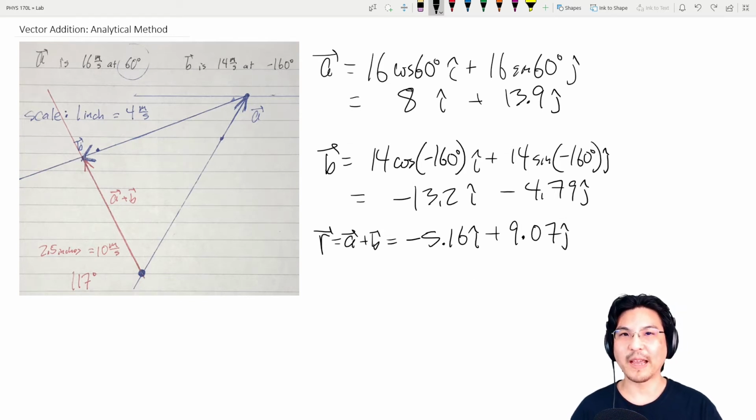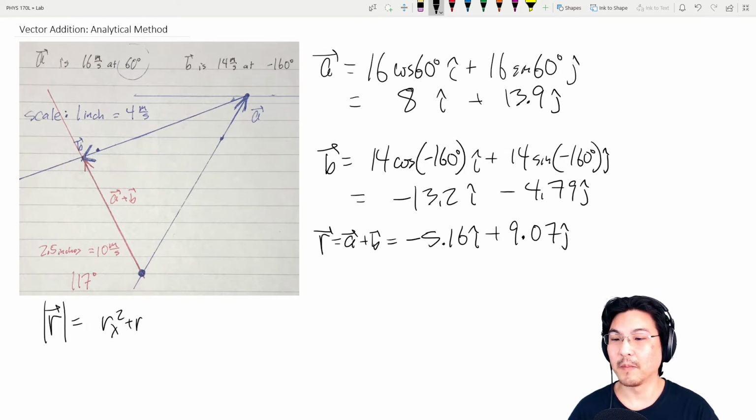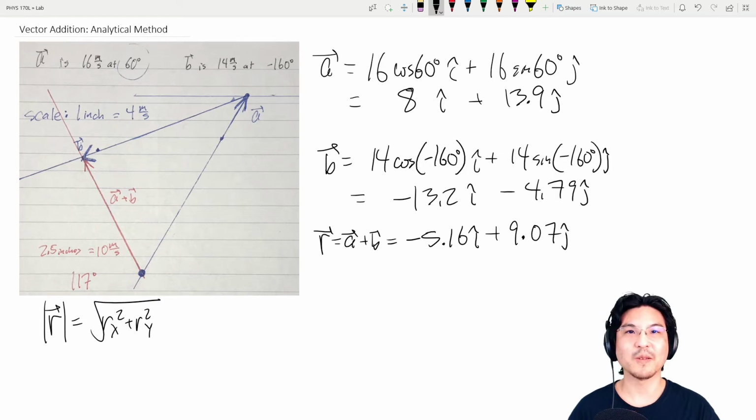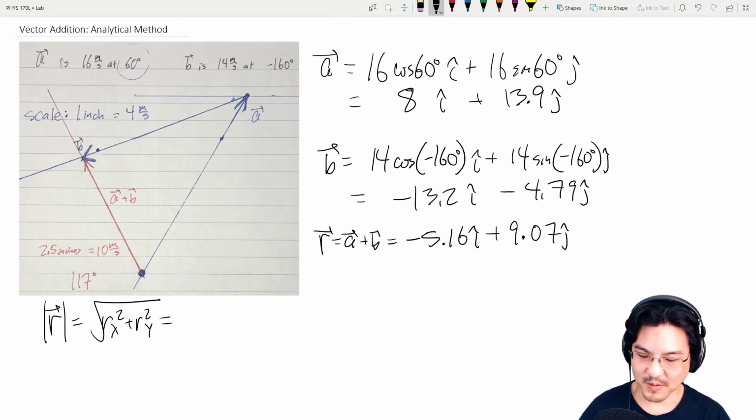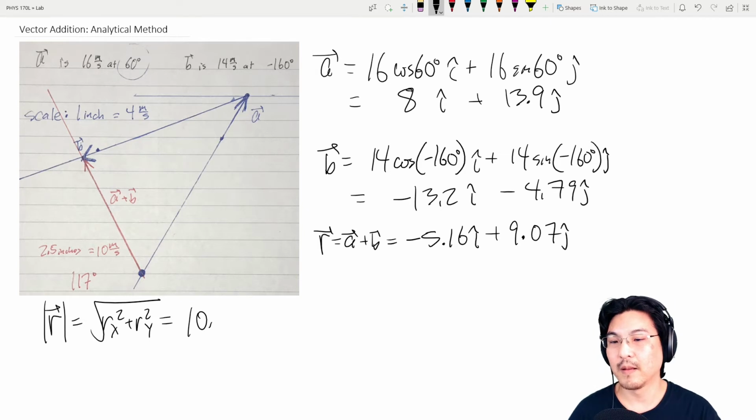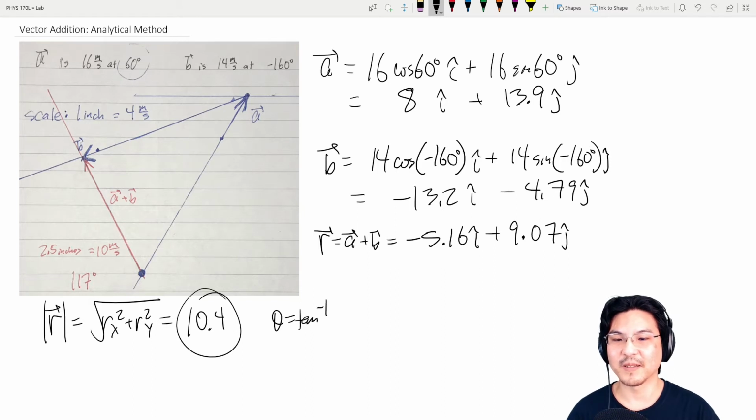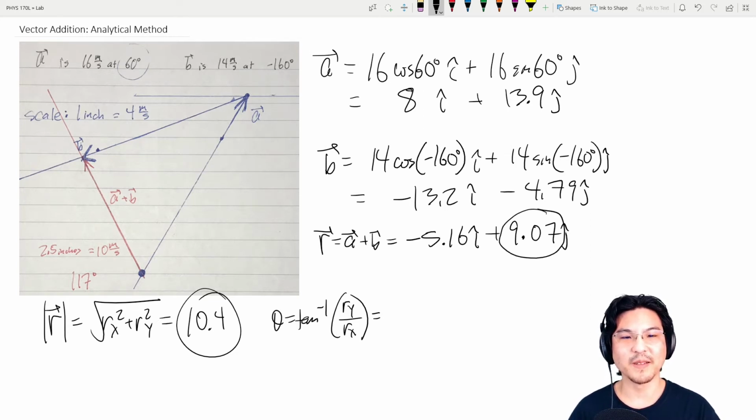If we want the magnitude and direction, then let's just do it like this, right? That's the magnitude, and then I just punch the numbers in. Okay, that's the magnitude, and then for the direction, arctangent y over x. Okay, note that the y component is positive, the x component is negative.